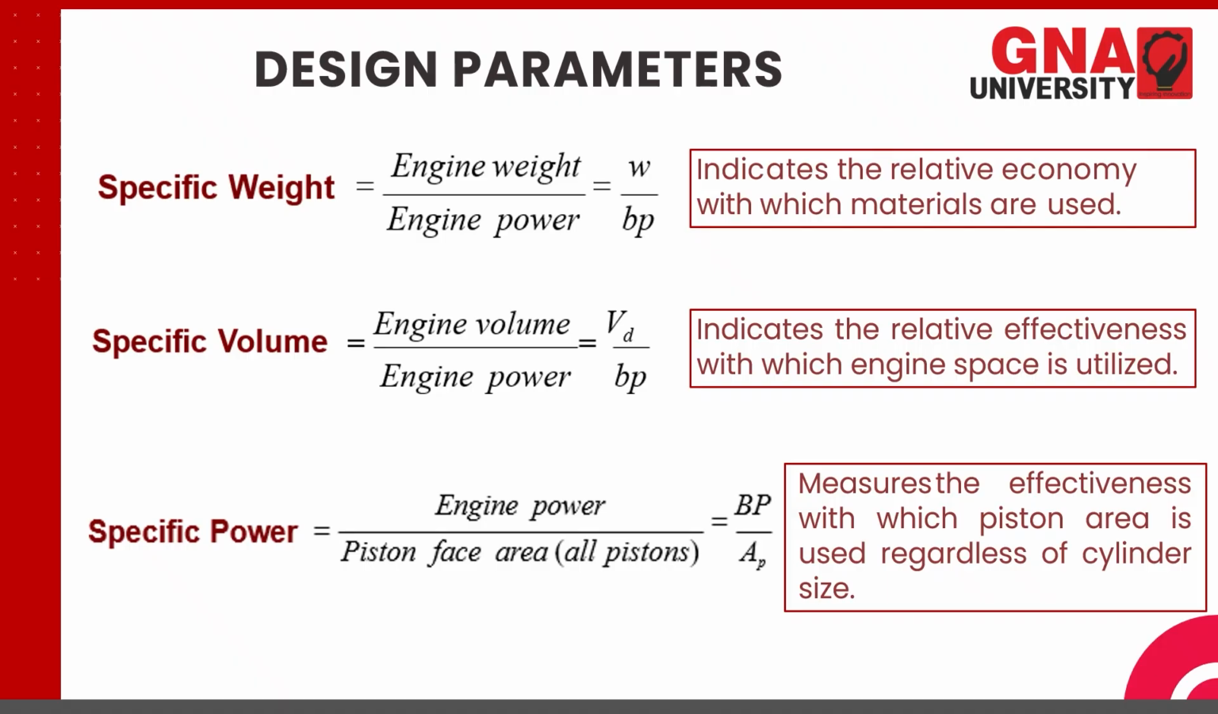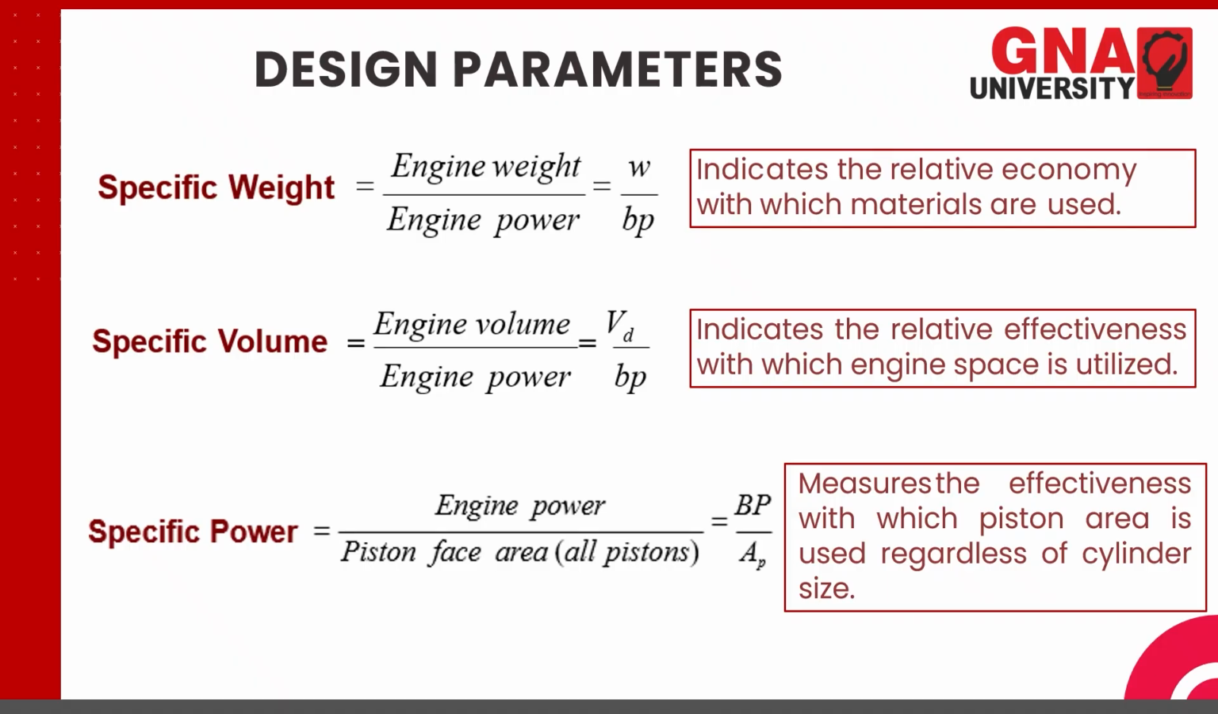Similarly, specific volume indicates the relative effectiveness with which engine space is utilized. So it is the ratio of engine volume to the engine power, given as VD upon BP, where VD stands for displacement volume and BP stands for brake power. Similarly, again, we can have brake specific volume or indicated specific volume of an engine.